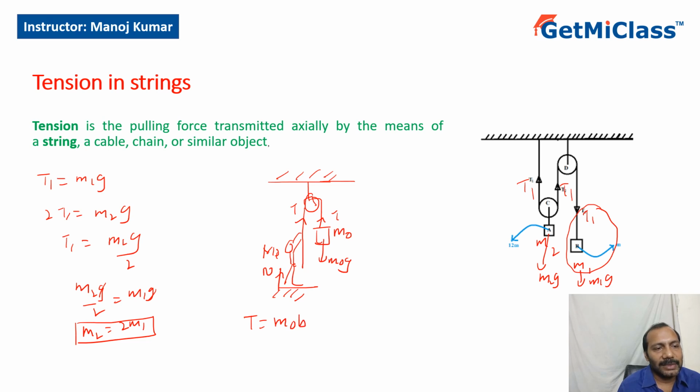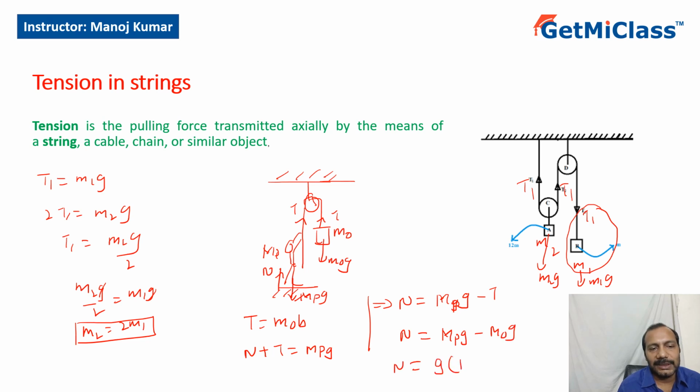Now coming to normal reaction, mass of person into G is acting downwards. Normal reaction is acting upwards. Tension is also acting upwards. So what will that imply? Normal reaction equal to mass of person into G minus tension. So that is mass of person into G minus mass of object into G. So normal reaction would be equal to how much? G into mass of person minus mass of object.